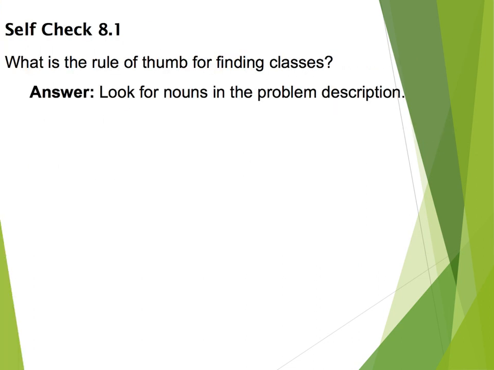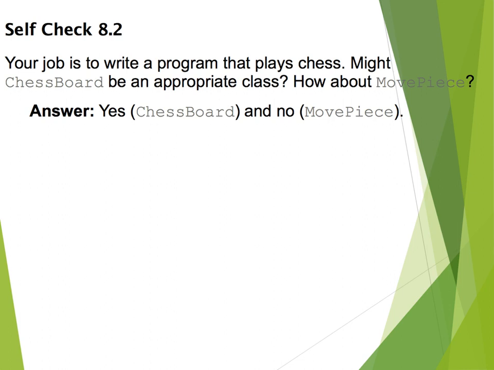So, in summary, the rule of thumb for finding classes is looking for nouns in the problem specification. For example, if you are asked to write a program that plays chess, the word chessboard is a good candidate for a class, but move piece is not a good candidate for a class because moving a piece is an action and it's not a noun. Move is a verb.